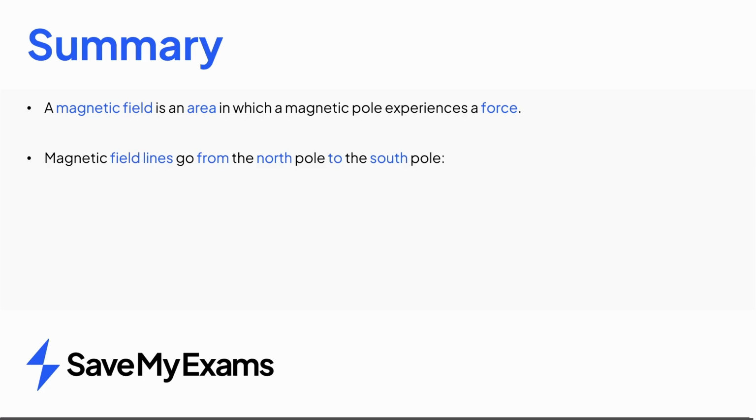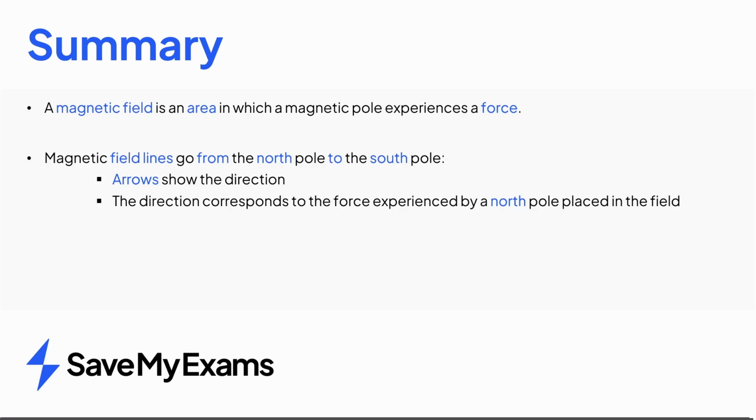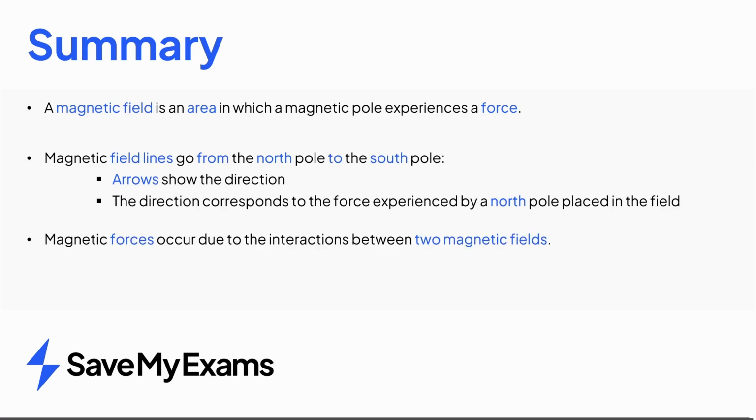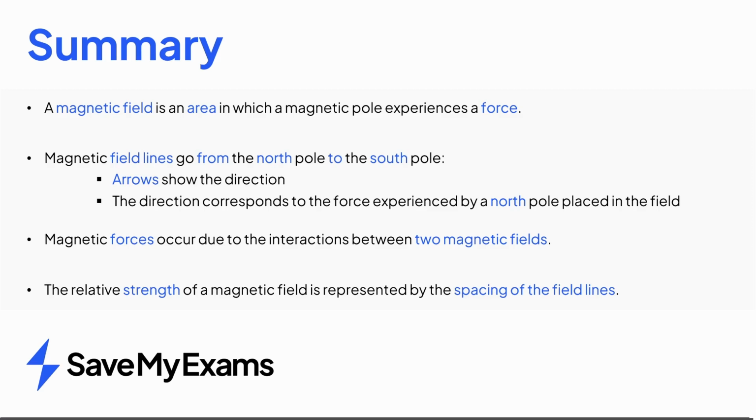In summary, a magnetic field is a region of space in which a magnetic pole experiences a force. Magnetic fields are represented by field lines that go from north to south. We use arrows to show this. The direction shows the force that a north pole would experience if placed within the field. A magnetic force is the interaction of two magnetic fields. And magnetic field strength is shown by the relative spacing of the field lines. The closer the lines, the stronger the field.